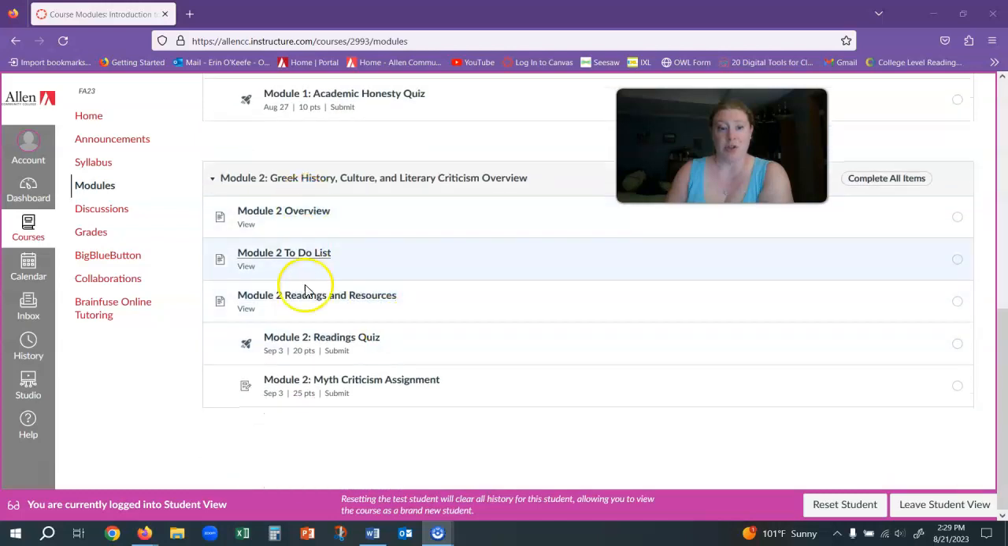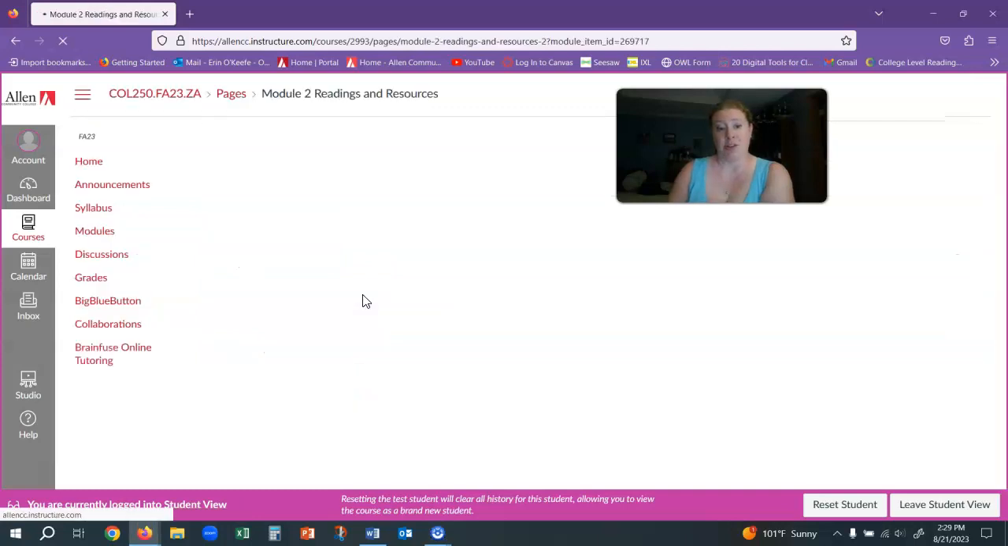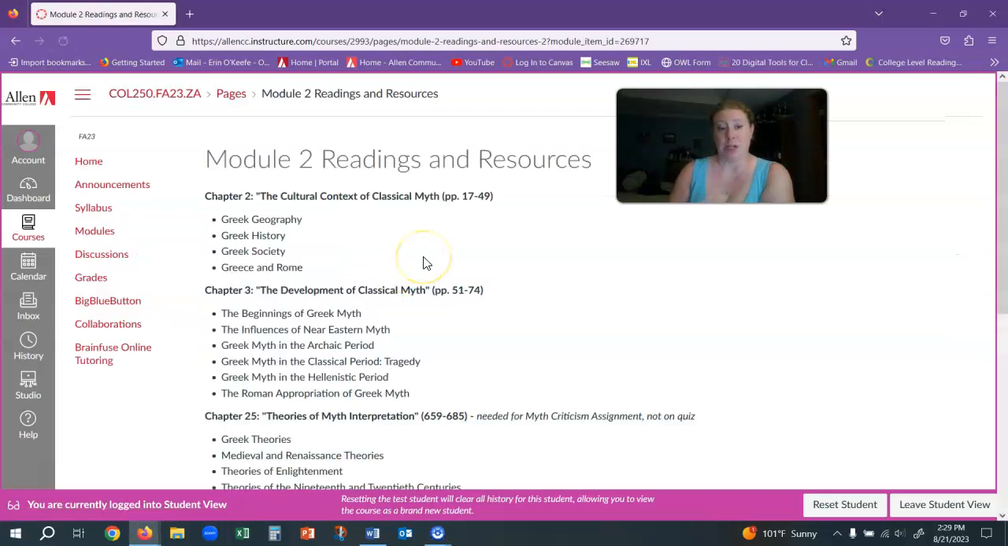In this module, you only have two assignments. One of them is a readings quiz, and the other one is this myth criticism assignment, which I will be explaining in a little bit more detail here. Your readings are pretty simple. They follow from chapter 1, giving us some cultural context of our classical Greek myth, and then a little bit more of the development of classical myth.